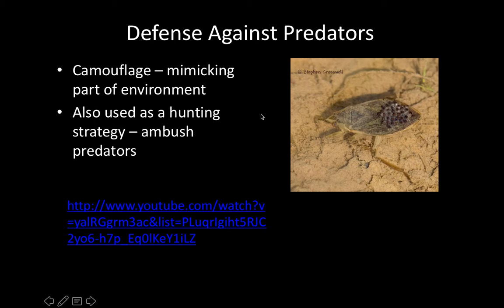Now, one defense against predators is camouflage. Camouflage is just mimicking parts of the environment. It also can be used as a hunting strategy. This water bug here will be found in pond ecosystems. It looks like a leaf structure. In one case, that's camouflage because it looks like a leaf, so it doesn't get attacked by fish trying to eat it. Also, this is an ambush predator, which means it looks like a leaf, and therefore when things go near it, it doesn't look dangerous until they get too close.